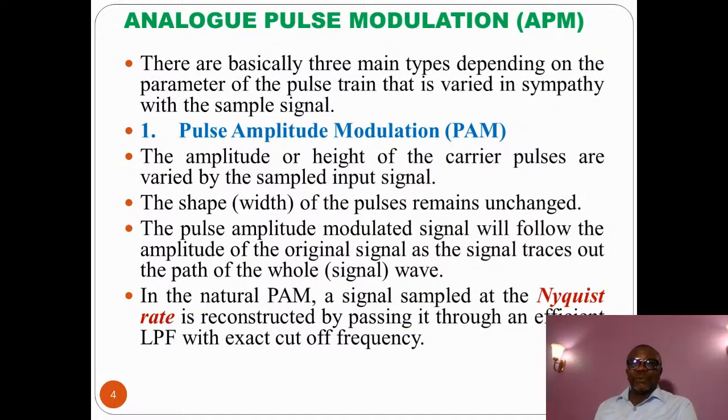Now, the analog pulse modulation. Let us quickly trace through it before going into the pulse code modulation proper. There are basically three main types of analog pulse modulation, depending on the parameter of the pulse train in sympathy with the sample signal. The first one is the pulse amplitude modulation. The amplitude is varied by the sampled input signal. The shape or the width of the pulses remain constant.